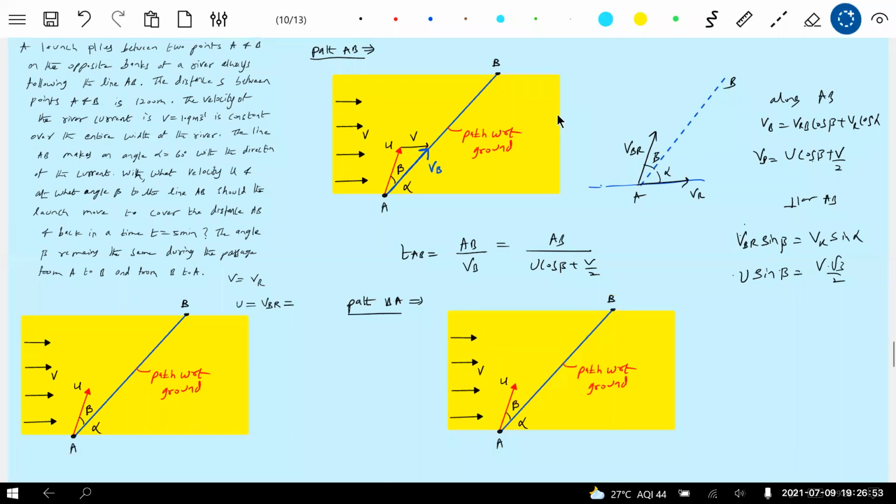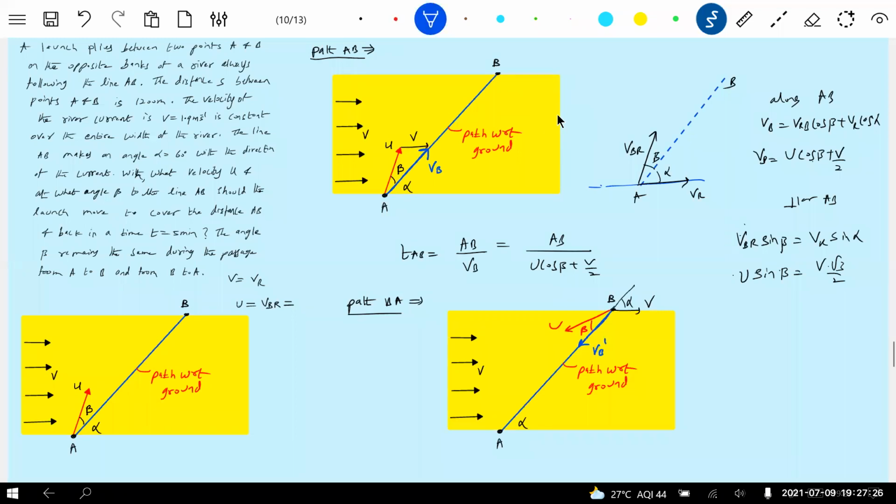I think A has to start because this alpha will not change. This is telling it will remain same. The velocity of river is here. The angle alpha will be same. In the return journey, how should the resultant velocity be directed? It should be directed along the velocity of the boat, in this direction.